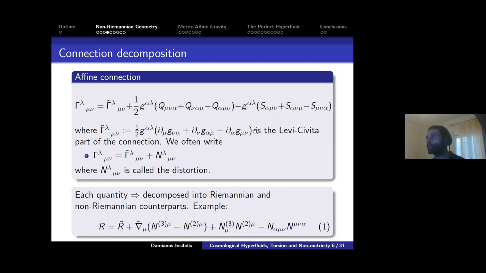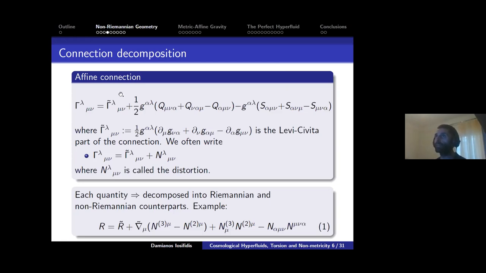connection, can be decomposed into a part which is the usual Levi-Civita one, which is what we shall call the Riemannian part, plus non-Riemannian contributions. Non-Riemannian means contributions that have to do with torsion and non-metricity. So we can always do this decomposition, and the additional term that appears here, we call it sometimes N, and it's called the distortion tensor. It says how much the connection deviates away from the Levi-Civita one. And this part that has to do only with torsion is sometimes referred to as contorsion.